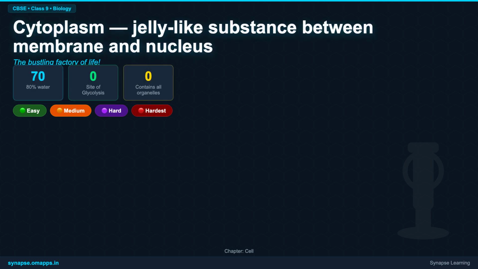I'm thrilled to have you here as we embark on an exciting journey into the microscopic world of biology. Today, for CBSE Class 9 Biology, we are diving deep into the fascinating topic of the cell, specifically exploring the cytoplasm, that incredible jelly-like substance found between the cell membrane and the nucleus. We'll start with the basics, then gradually uncover its complex roles, moving through easy, medium, hard, and hardest levels of understanding. Get ready to explore the bustling inner environment of your cells.